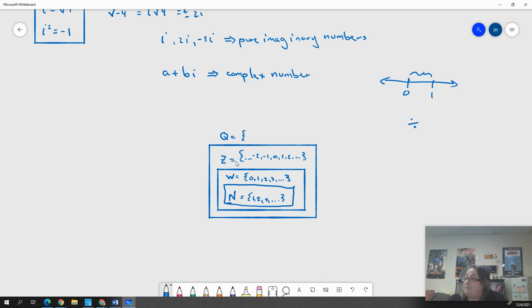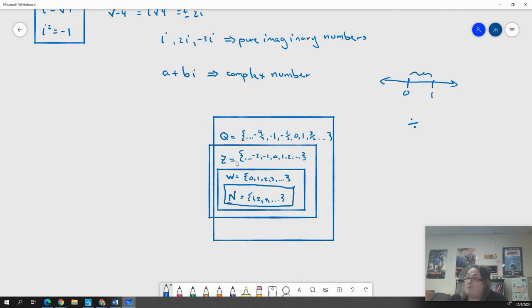So this is everything, right? It's going to have like -4/3, -1, -1/2, 0, 1, 3/2, on and on forever and ever, right? So you could see that this set of rational numbers, our Q set, it has all the fractions.